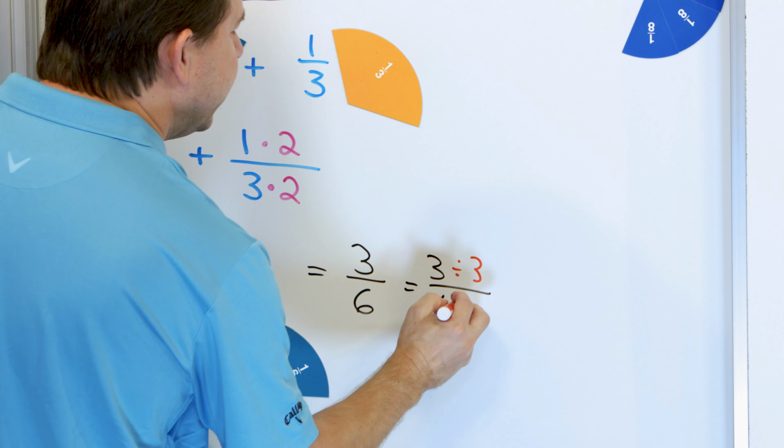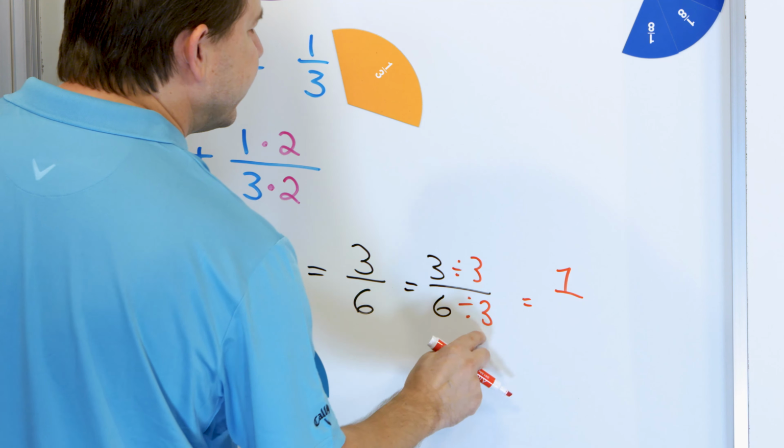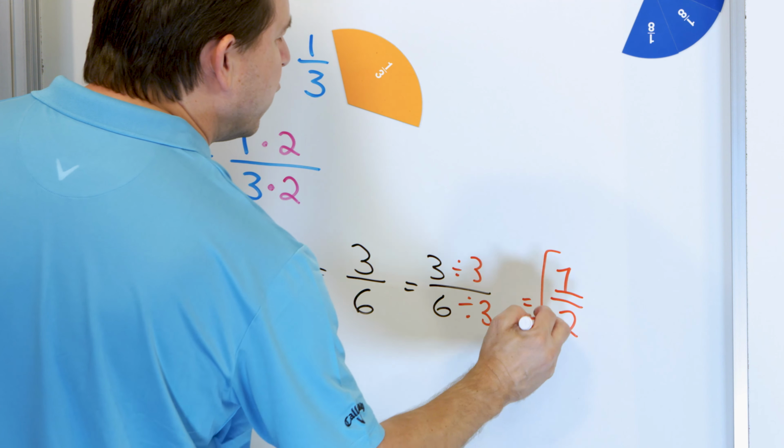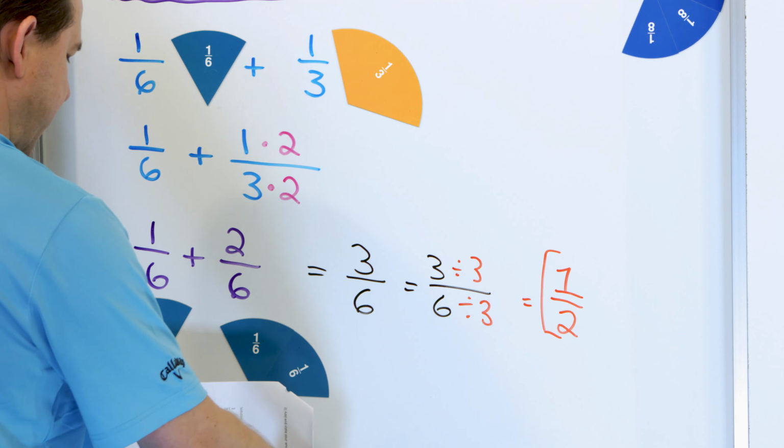We'll divide by 3, and what do we get? 3 divided by 3 is 1, and 6 divided by 3 is 2. So look at what we got. The answer was 1/2, which is what we predicted from before.